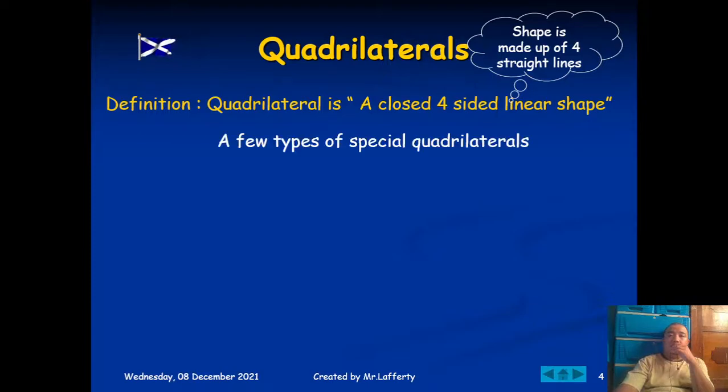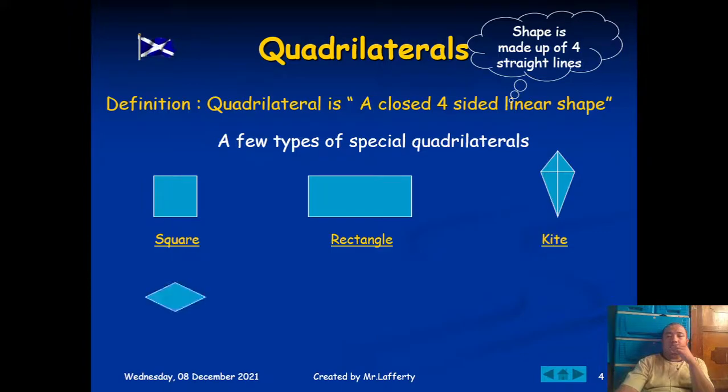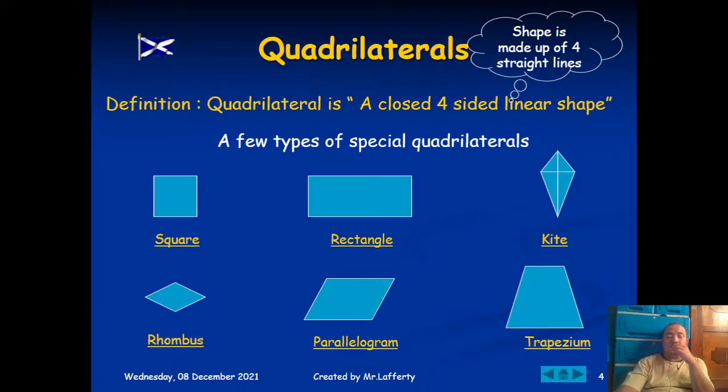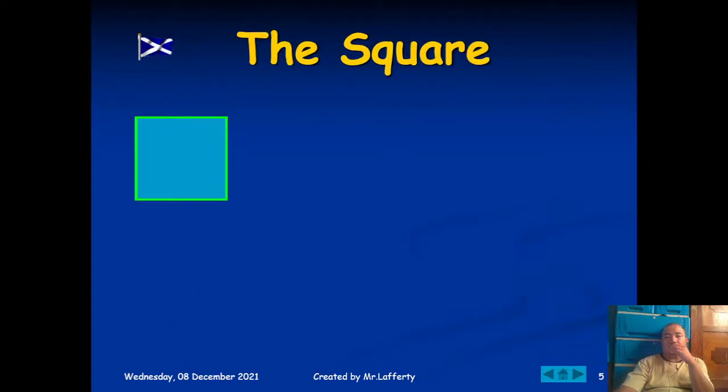So, definition: a quadrilateral is a closed four-sided linear shape. The shape is made up of four straight lines. So square, rectangle, kite, also rhombus, parallelogram, and trapezium or trapezoid. Let's start with the square. What are the properties of a square?